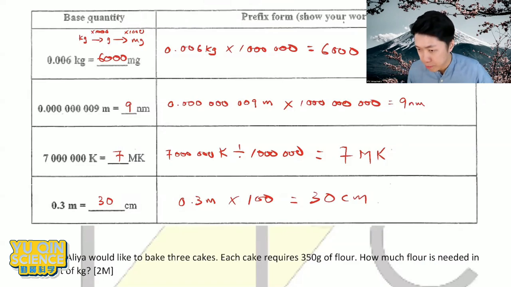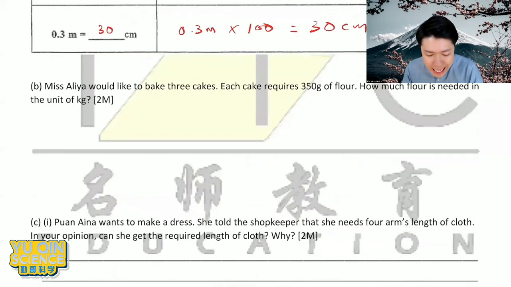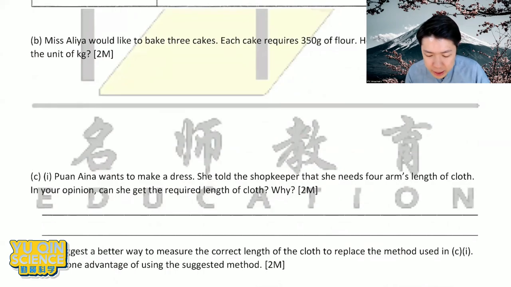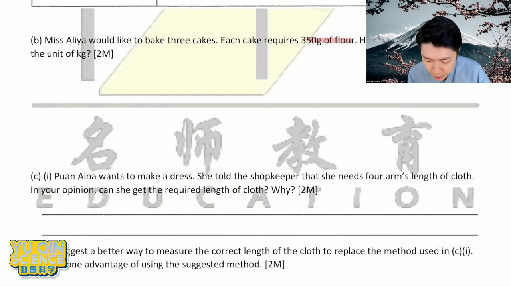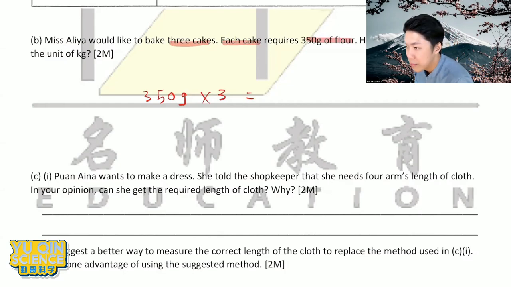Okay, shall we? Miss Alia would like to bake 3 cakes. Each cake requires 350 grams. So simple, like, we show the working. 1 cake is 350 grams of flour. You make 3 cakes. So, come on, right?